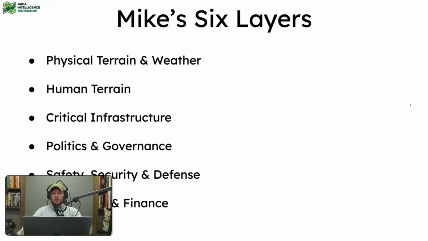Number 1 is physical terrain and weather. So hills, mountains, lakes, valleys, the terrain features that could impact me, like a river. A river can flood. Okay, that's a significant feature of my physical terrain. Also, weather. People tend to skip over weather, but I want to get weather and climate data. And that includes sunrise and sunset.